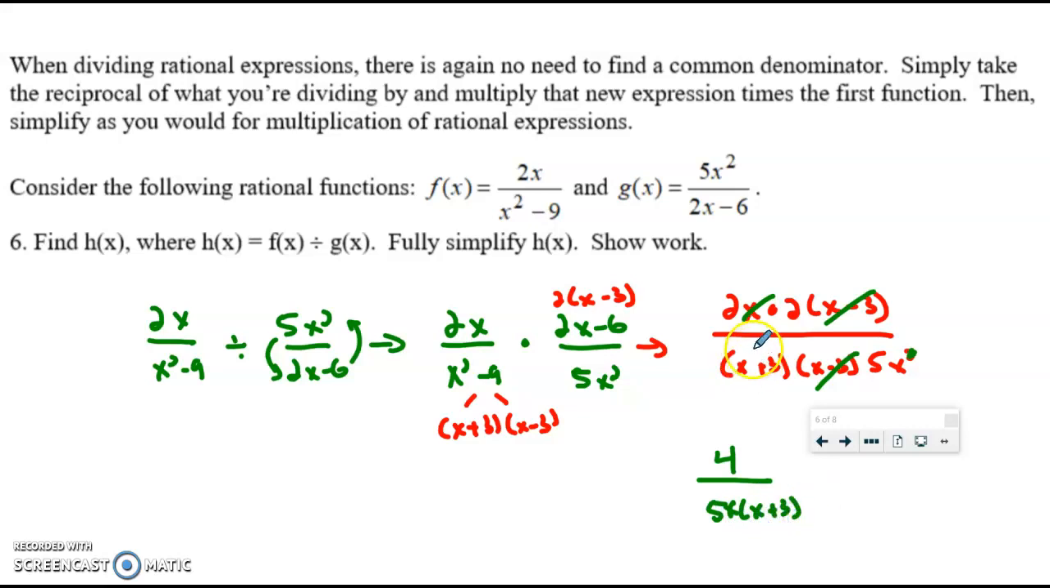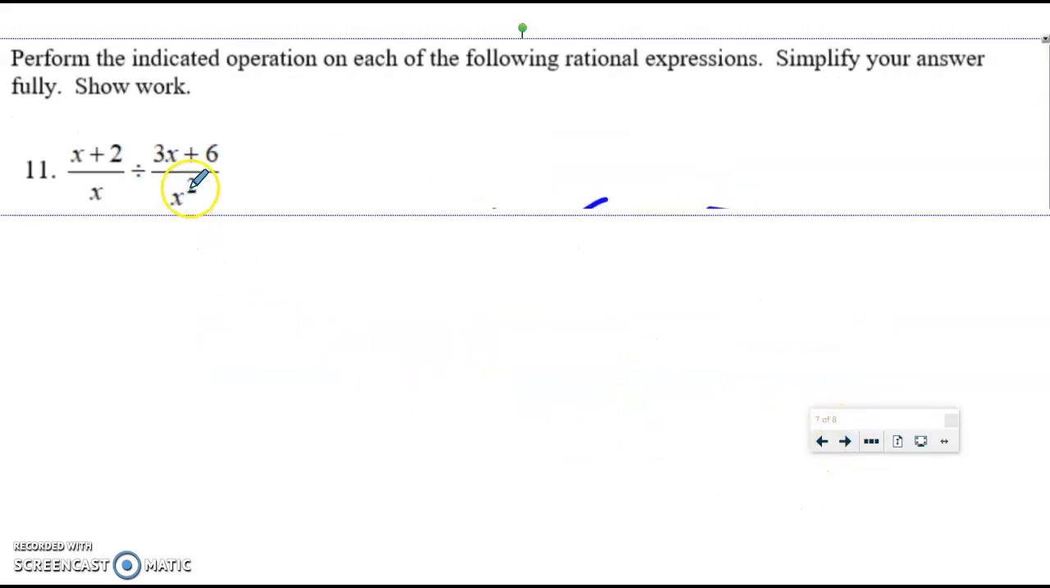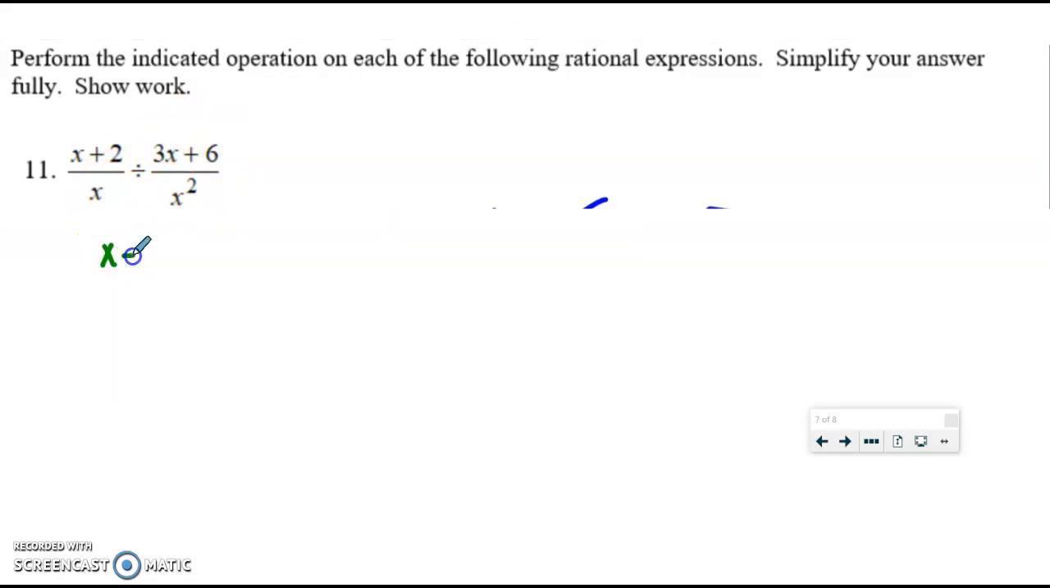Okay, let's just look at one more with division. This is on the next page. I have x plus 2 over x, divided by 3x plus 6 over x squared. So I got x plus 2 over x. I'm going to multiply by the reciprocal of this, which is x squared over 3x plus 6.